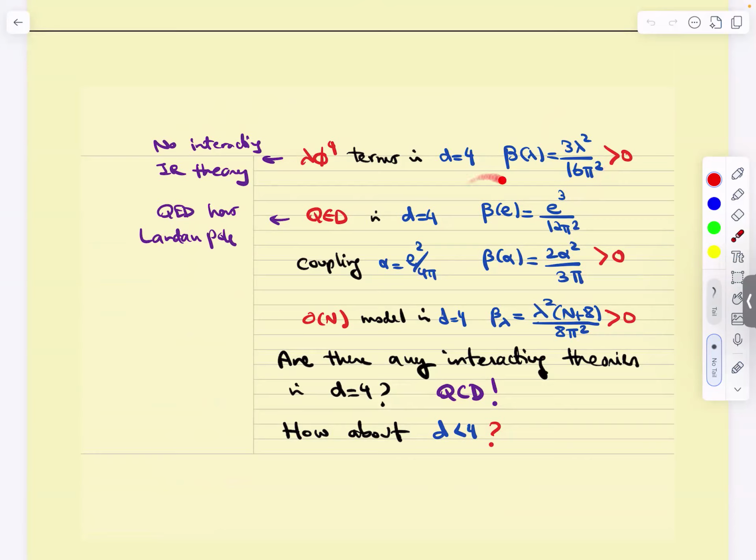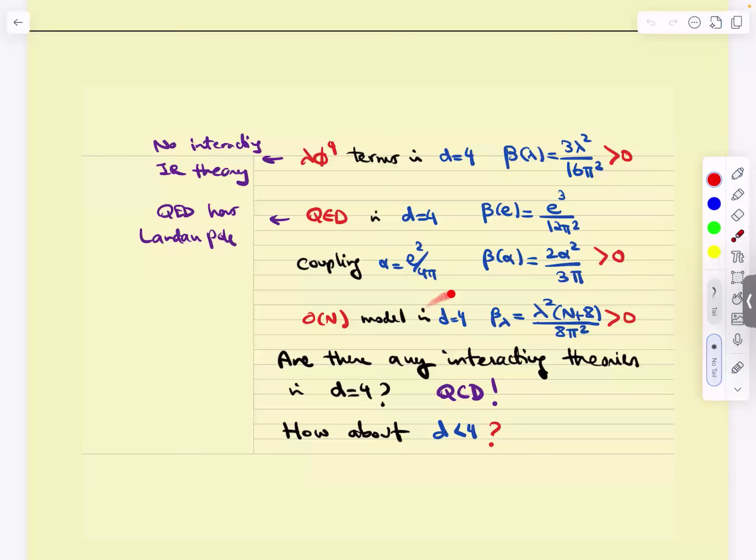QED in d equals 4: if you write the beta function in terms of e, the electric charge, it is e cubed, but the coupling of the theory is not the electric charge, it's electric charge squared over 4 pi. Do think about why. Why is the coupling e squared over 4 pi and not e? It should be straightforward. But anyway. So when you write it in terms of the alpha parameter of QED, beta of alpha is 2 alpha squared over 3 pi. This is positive. Here we also have a Landau pole. It's the famous QED Landau pole.